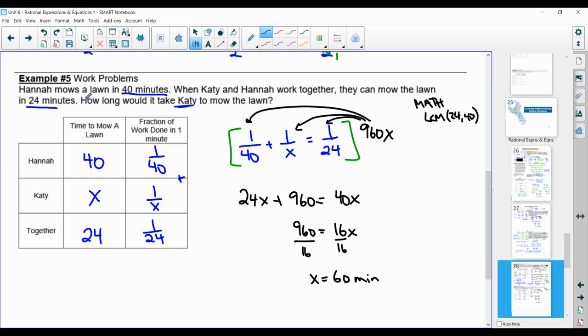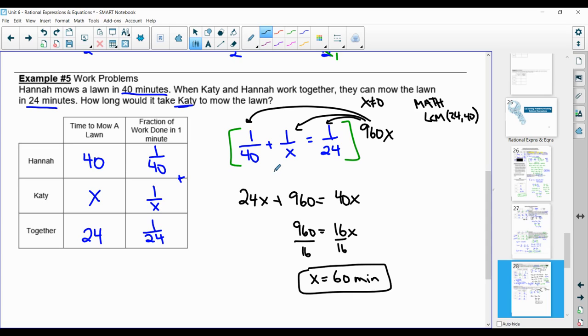And so again, we always go back and double check that question. It says, how long would it take Katie to mow the lawn? Well, in this case, it would take 60 minutes. So x is 60 minutes. And again, I do forget as I go sometimes to remember to check for those NPVs, but it is always important to keep that in mind. Generally, with word problems, it doesn't play much of a role. It's not usually an issue, but it doesn't hurt to double check.